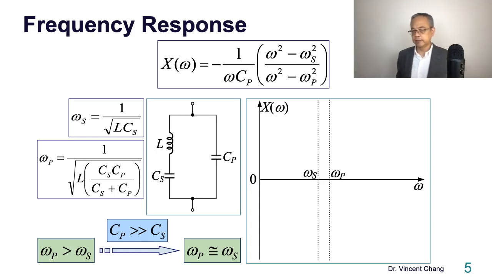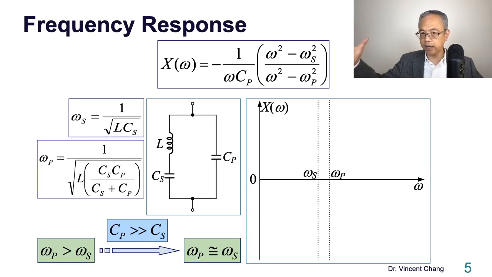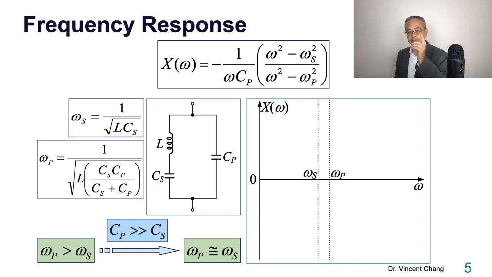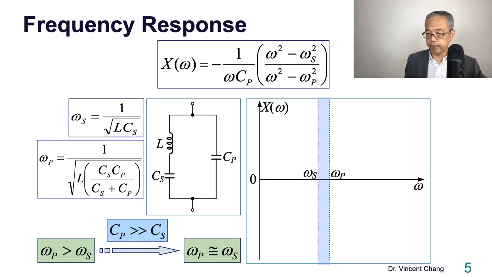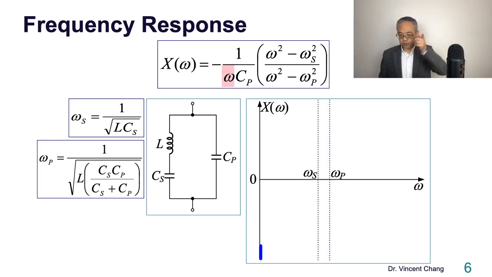In other words, is the frequency band between omega s and omega p wide or narrow? It's very, very narrow. So remember, this blue band is actually a very narrow band. These two frequencies are very, very close. This is very important to remember. So now, let's try to scan.